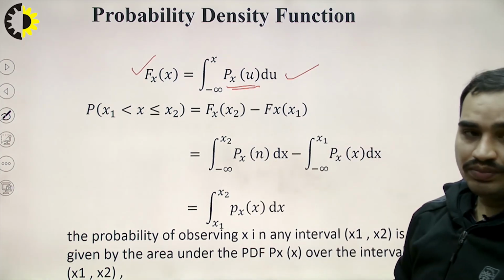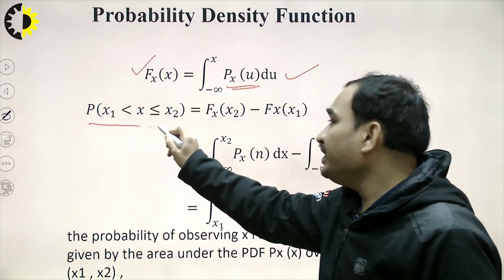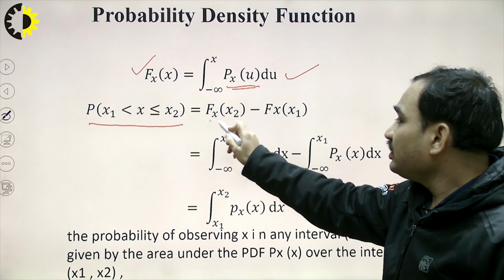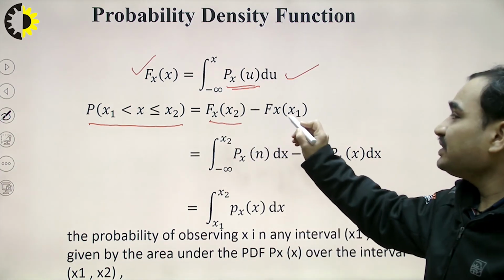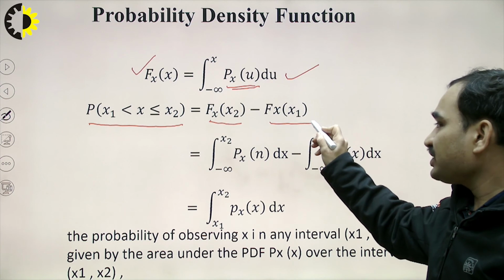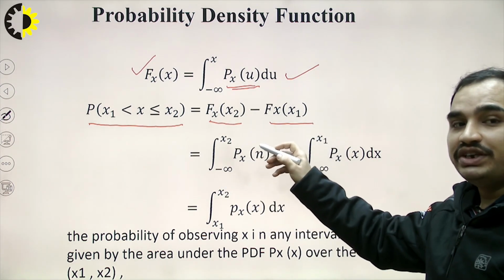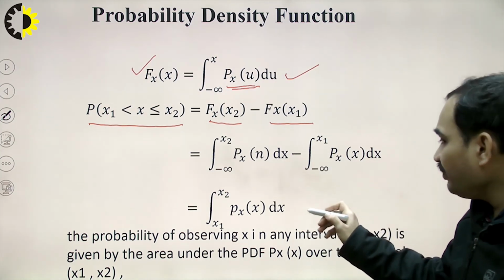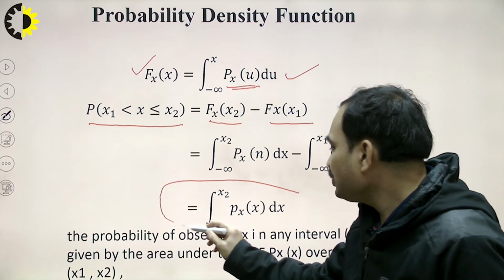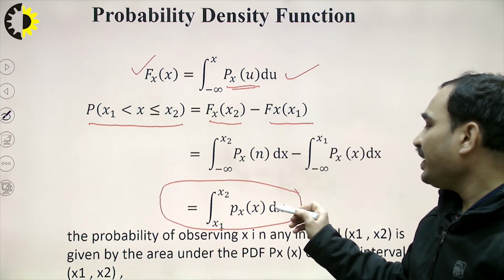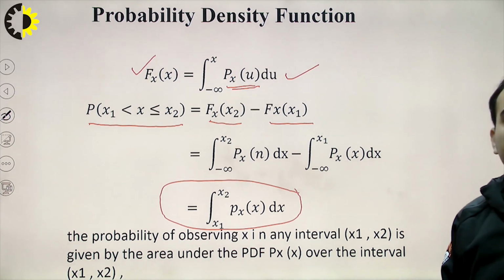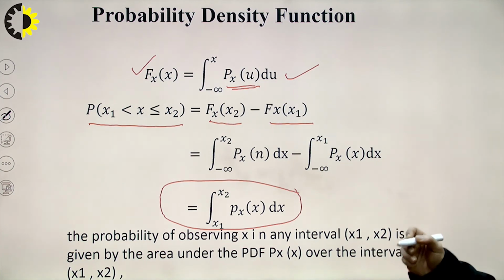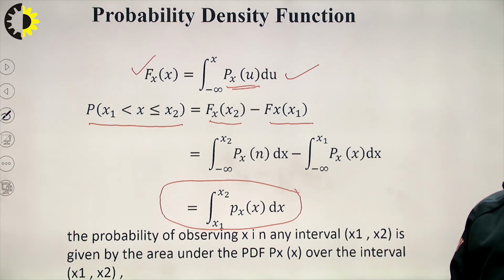Now we will prove it. The probability between the interval x1 and x2 equals the cumulative distribution function F of x2 minus the cumulative distribution function of x1, that is the integration from minus infinity to x2 of p of x dx. Here we have written the final expression, which equals the integral between the limits x1 and x2 of p of x dx. So the probability of observing x in the interval x1 to x2 is given by the area under the PDF curve p of x over the interval x1 to x2.